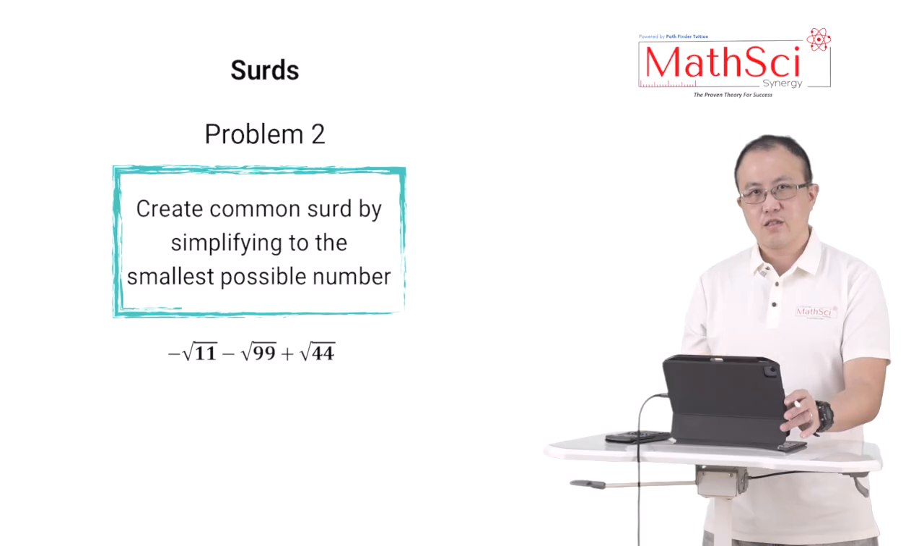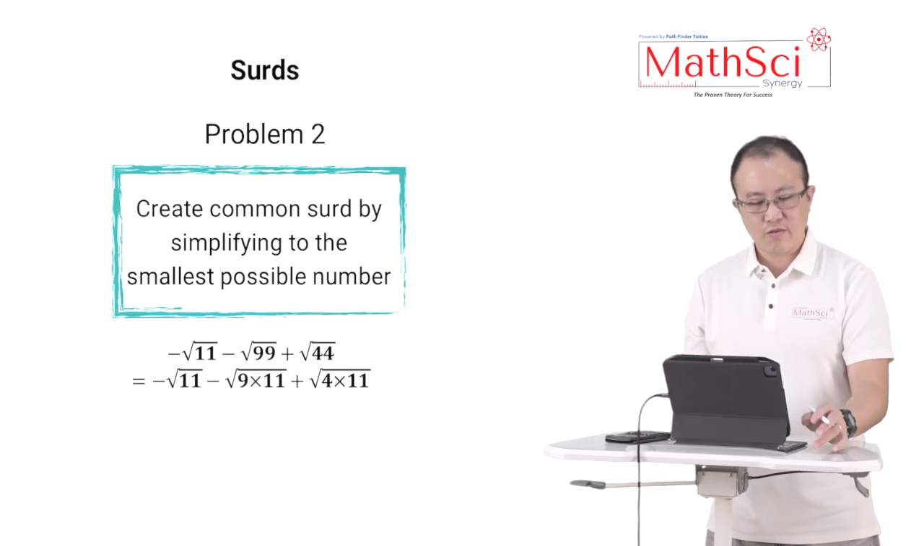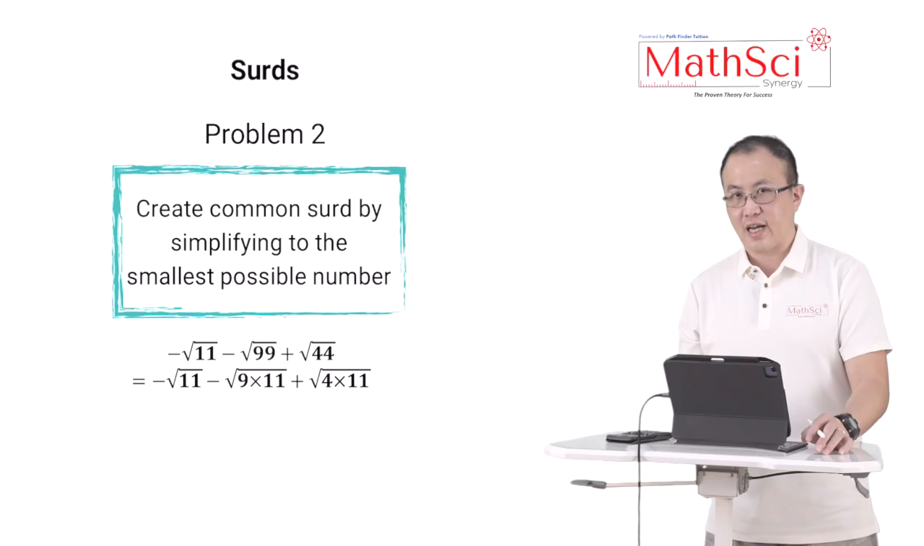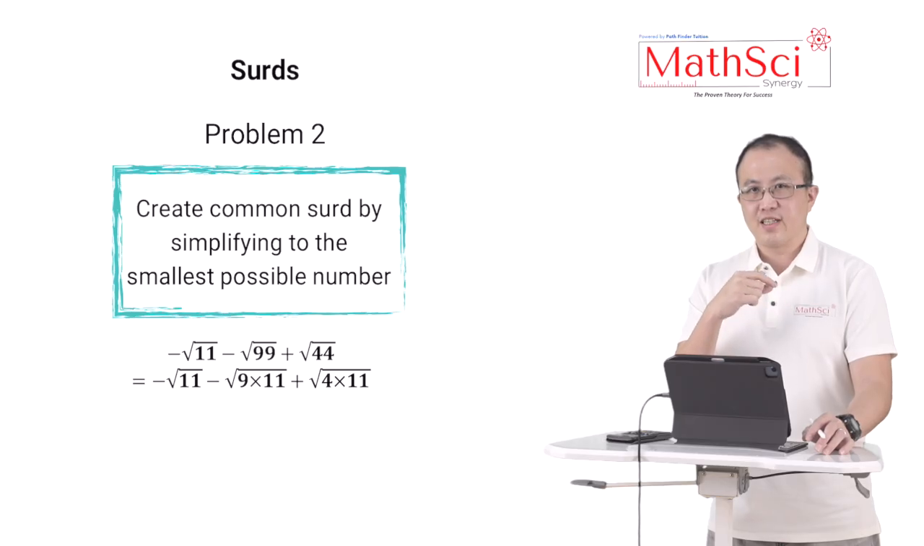But you will notice that 11 seems to be the common thing among all three, because all of them can be divided by 11. As a result, I'm going to change my 99 to 9 times 11 instead, as well as 44 to 4 times 11. In the previous slide, while I said that the square root number should be the bigger one and the other is the smaller one, that is not always the case.